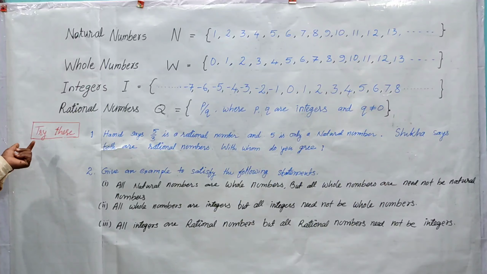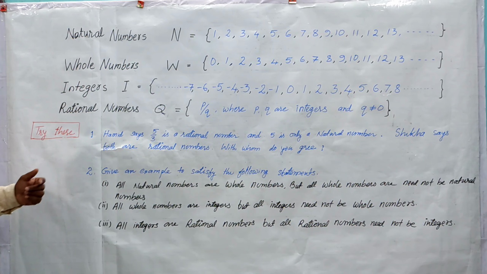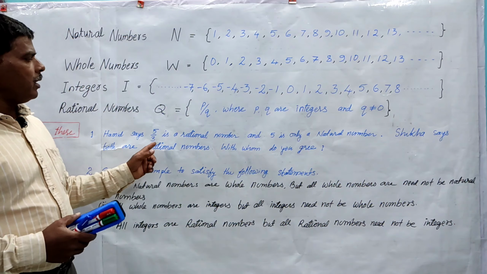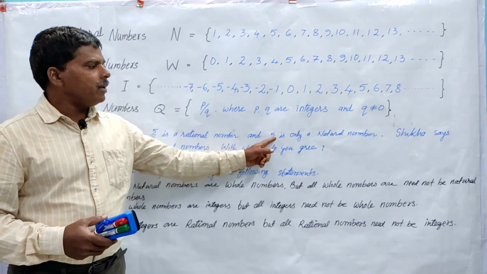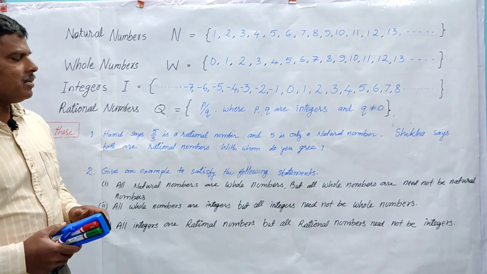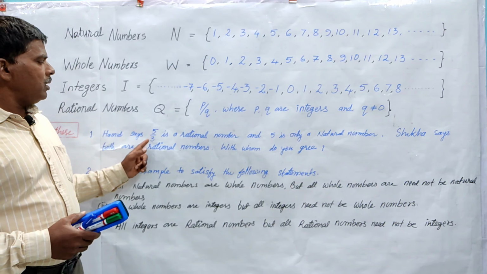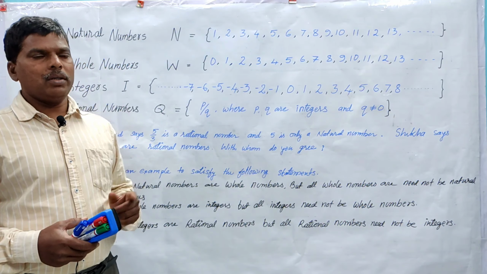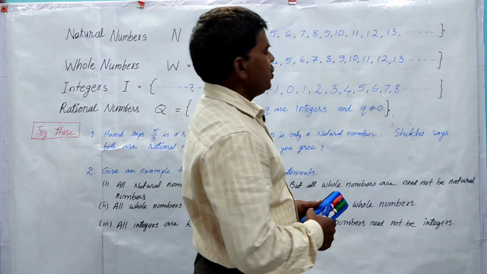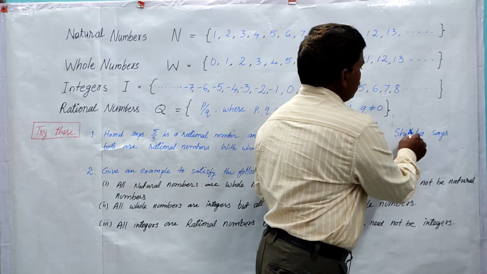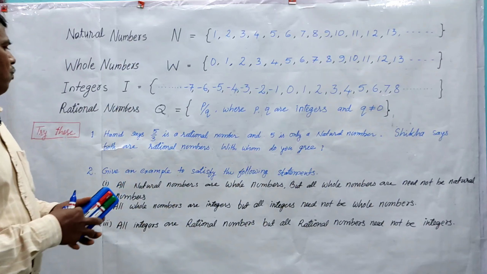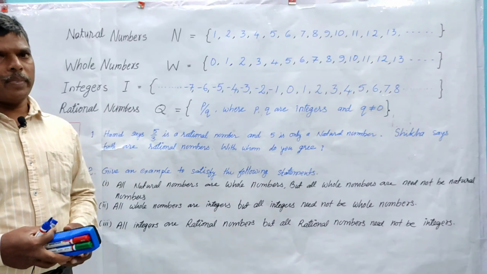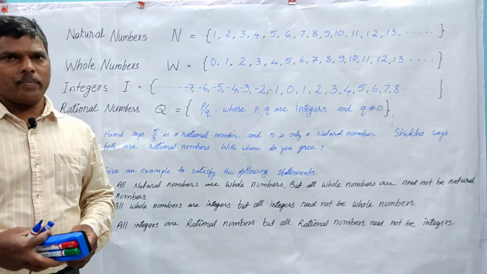Now we are going to discuss "Try This". In this there are two questions. The first question is, Hamid says that 5 by 3 is a rational number and 5 is only a natural number. Shika says that both 5 by 3 and 5 are rational numbers. With whom do you agree?